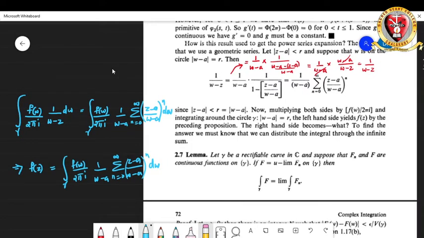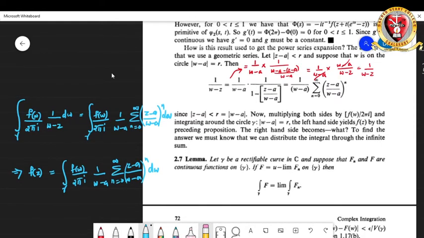where z is a point satisfying modulus of z minus a strictly less than r, that is, an open disk with center a and radius r, and w is on the boundary of the circle. Modulus of w minus a is equal to r, that is, it is a circle centered at a with radius r, and w happens to be on the boundary.